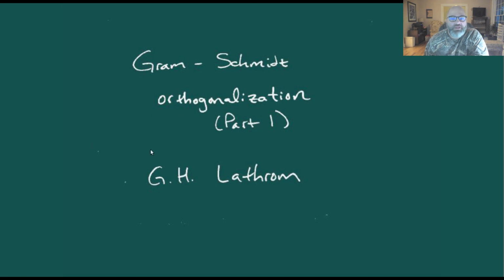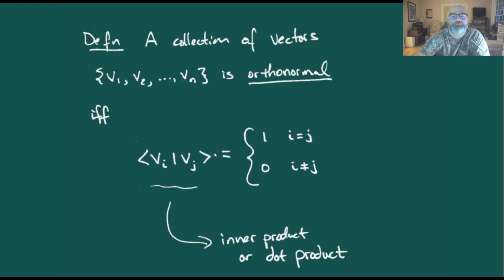Greetings everybody. Let's continue our discussion of eigenvalues and eigenvectors by taking a short detour and passing through the Gram-Schmidt orthogonalization. So suppose that we're given a collection of vectors v1 up to vn, then we say that that collection of vectors is going to be orthonormal if and only if we do the dot product of v sub i and v sub j, then we get 1 if i is equal to j and 0 otherwise.